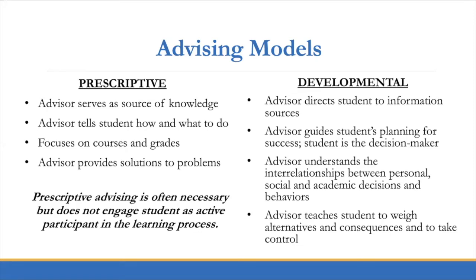In a developmental model, the advisor and student have a relationship where the advisor gets to know the student and helps them to realize their goals. The advisor teaches the student how to locate information for themselves and how to weigh alternatives and consequences so that the student makes their own decisions. The student then also accepts responsibility for the decision and takes control over their own academic experience.